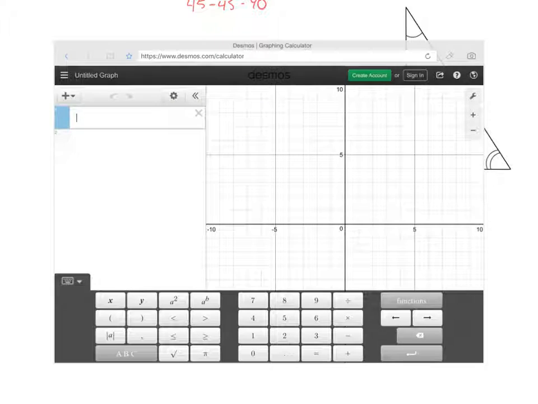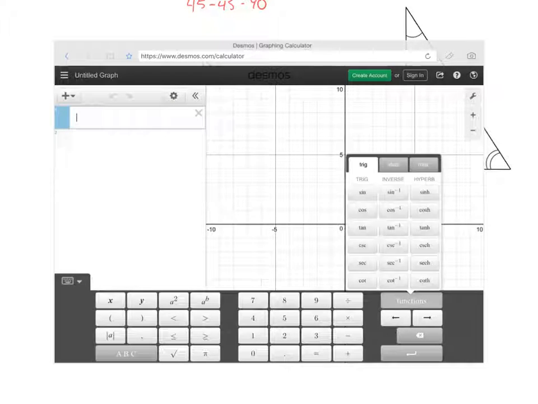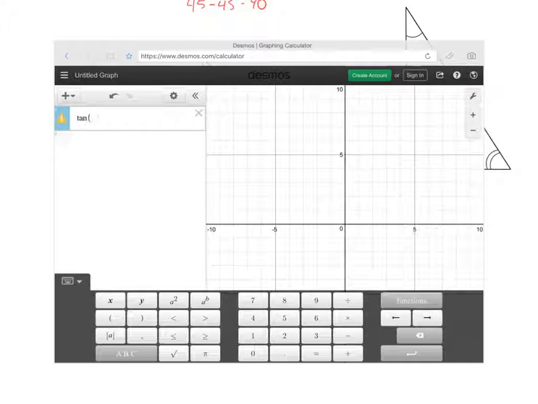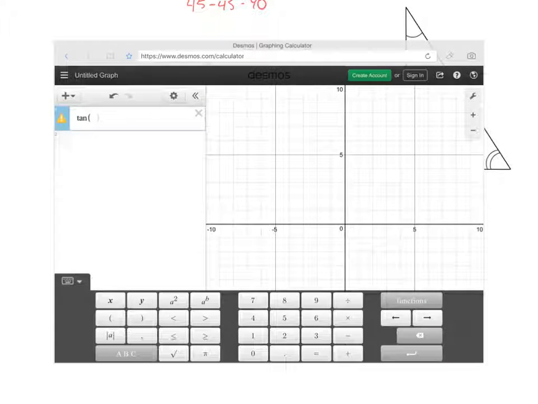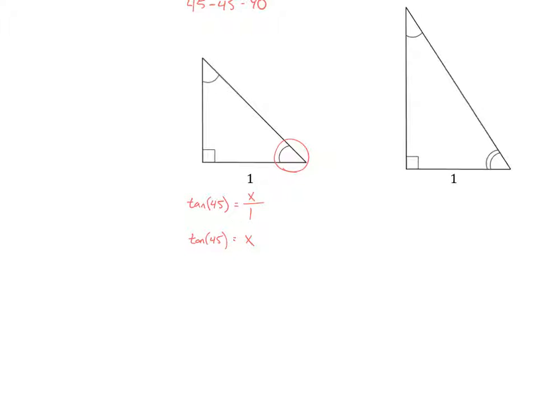So in Desmos, or on my graphing calculator, whatever I'm doing, I'm going to find the tangent function. There it is. I'm going to be sure that I'm in degree mode because right now we're using degrees. The angle measure is 45 degrees, right? So I'll have to switch it over to degree mode. And I'm going to put in 45, and it looks like tangent of 45 is 1. So just as we suspected, the length of that far side is 1.